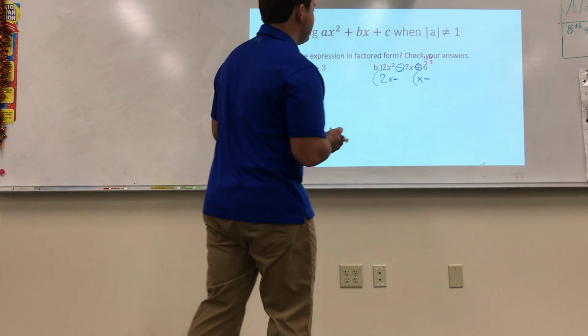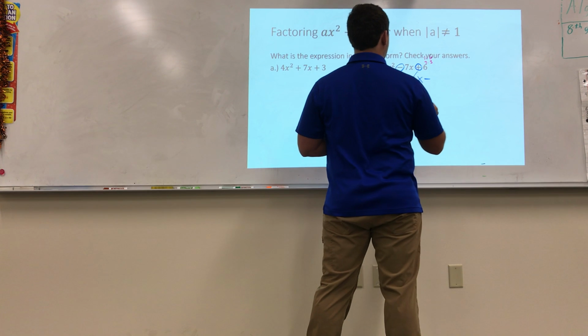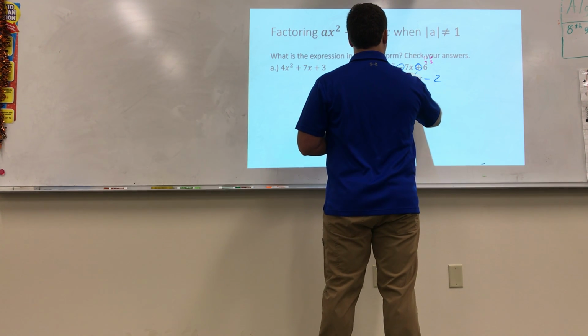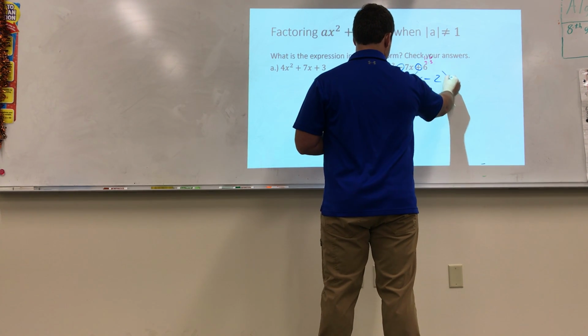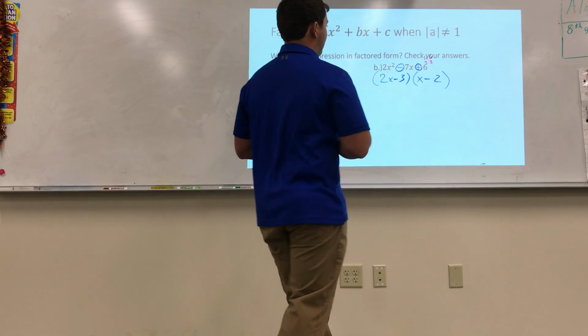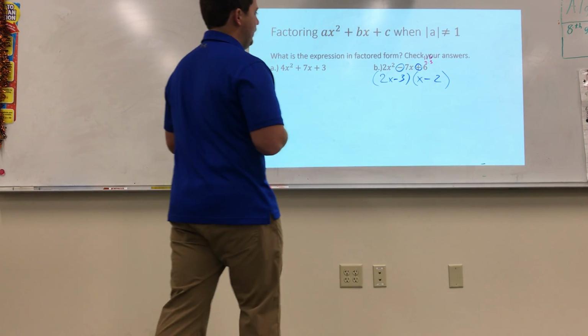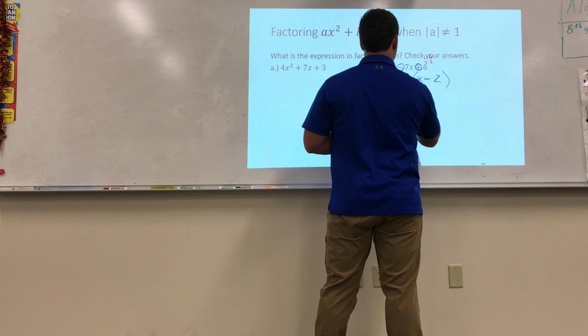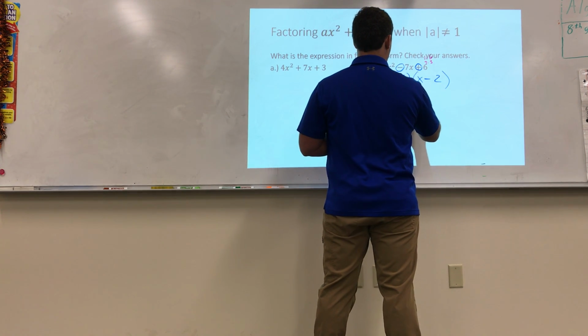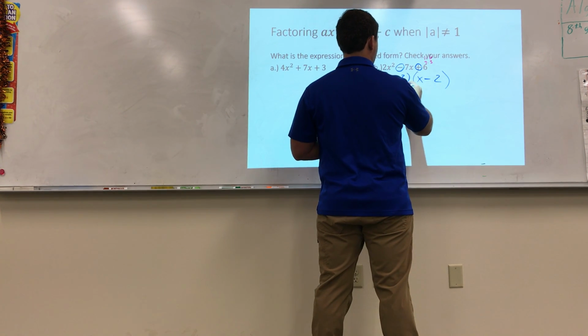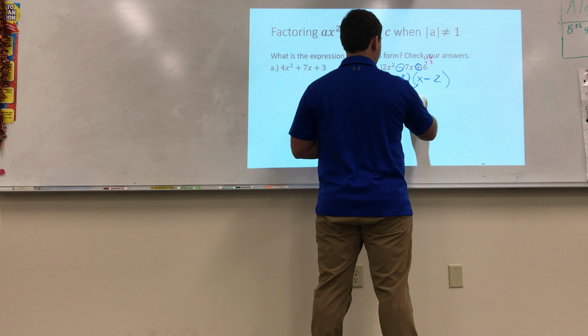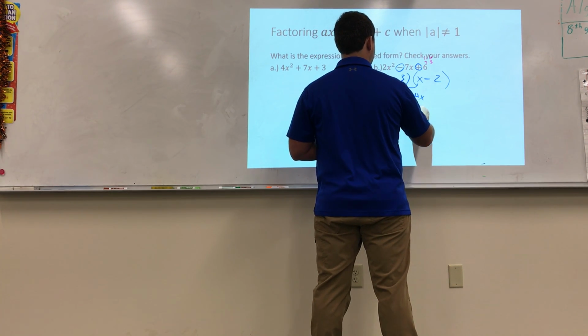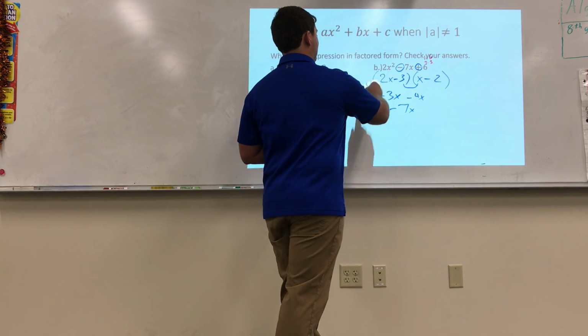Okay, so I want to go with 2 here and 3 here. Okay, if I FOIL this, I'm going to get negative 3x, and that was my inside. Outside, I'm going to get negative 4x. That should give me negative 7x. That is the right answer then.